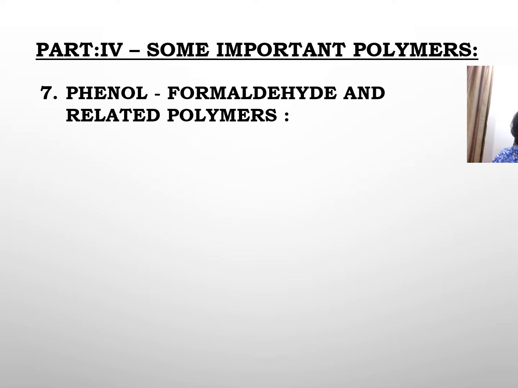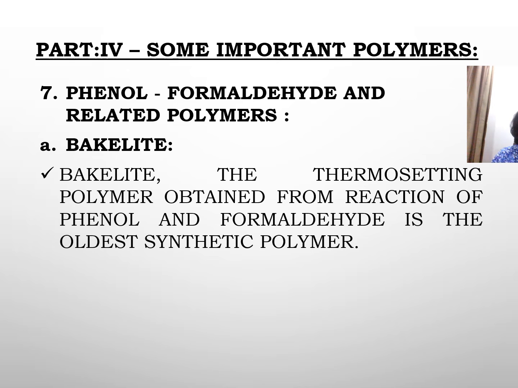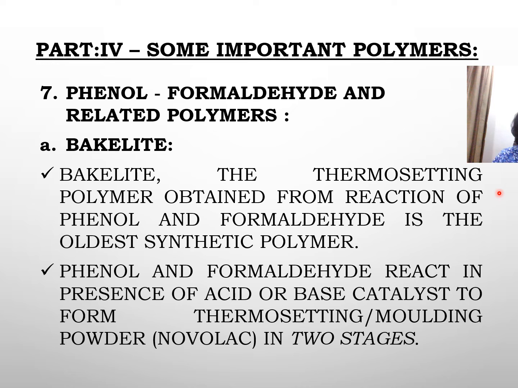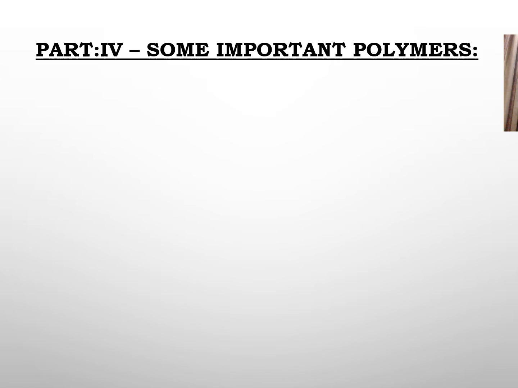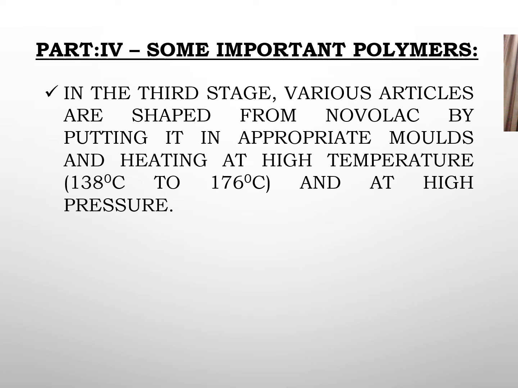Now coming to the next category, phenol, formaldehyde and related polymers. So the first one is bakelite. Bakelite is also a thermosetting polymer and it is prepared by the reaction of phenol and formaldehyde. So phenol and formaldehyde react in the presence of acid or base and form the thermosetting polymer, which is also called Novolac, in two stages. You will understand what Novolac is in two stages just now.